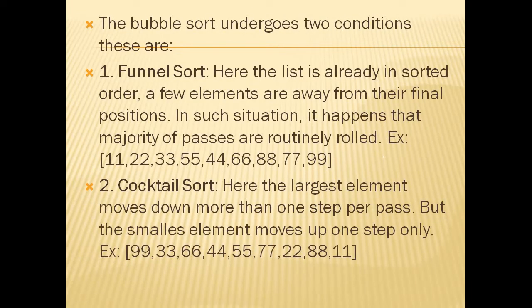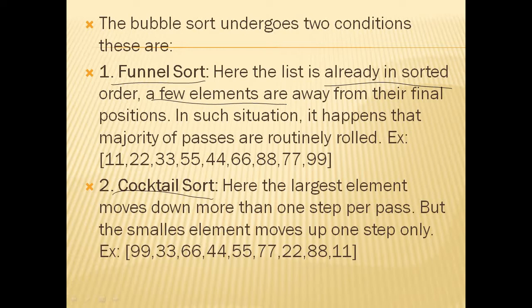One more thing is that bubble sort has two variations. One is called funnel sort and one is called cocktail sort. Funnel sort is used when most of the elements are already in sorting order and only a few elements are not in order; then we call that bubble sort a funnel sort.